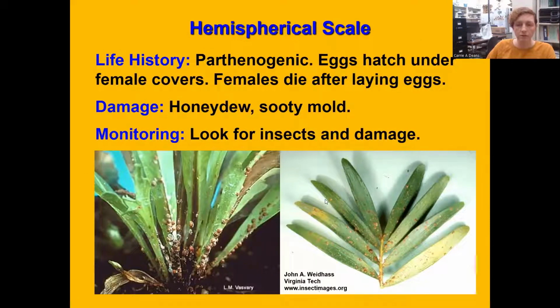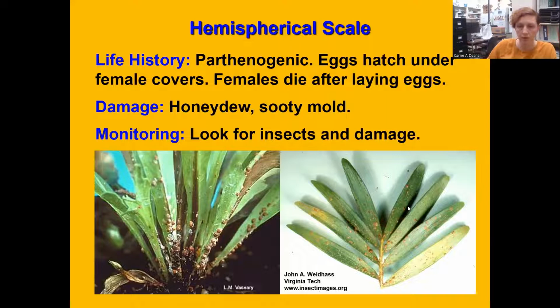So this is one of those species that I mentioned is parthenogenic. So it actually gives birth to clones of the mother. So it lays eggs, which hatch under the female cover, and then the female actually dies, and they sort of use her covering for protection.